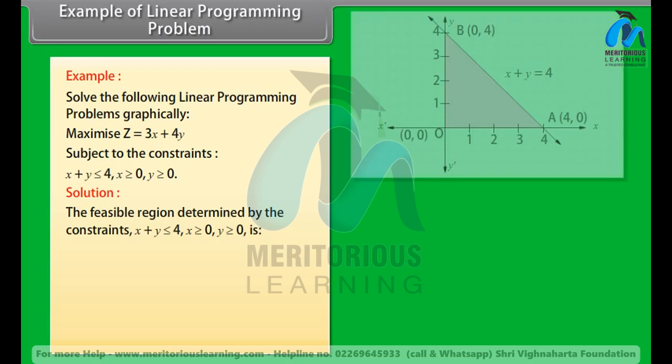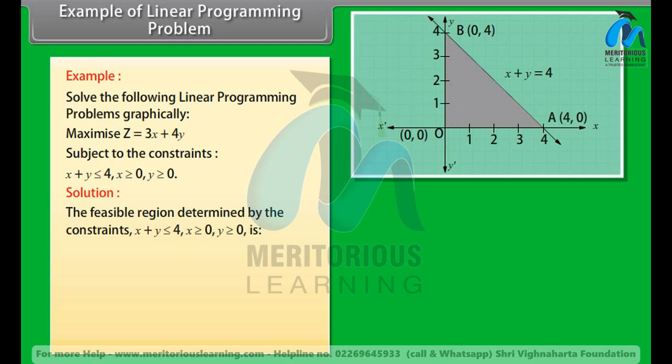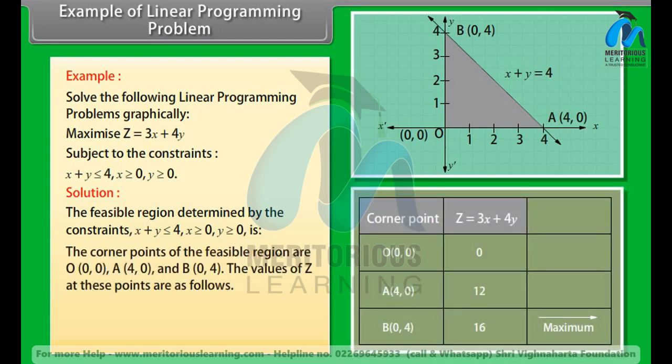Solution. The feasible region determined by the constraints x + y ≤ 4, x ≥ 0, y ≥ 0 is given in the figure. The corner points of the feasible region are O(0, 0), A(4, 0) and B(0, 4). The values of z at these points are as follows. Therefore, the maximum value of z is 16 at the point B(0, 4).